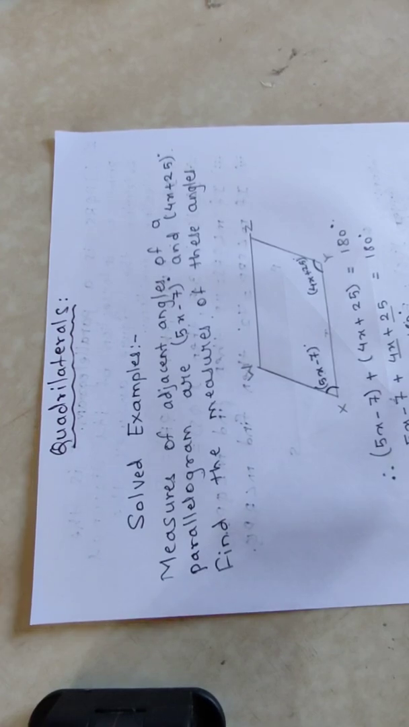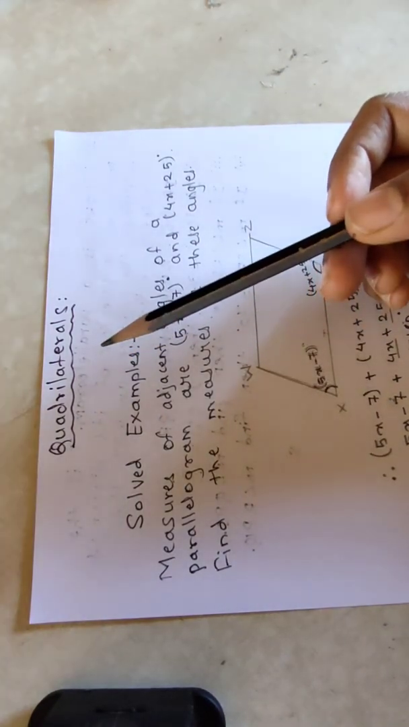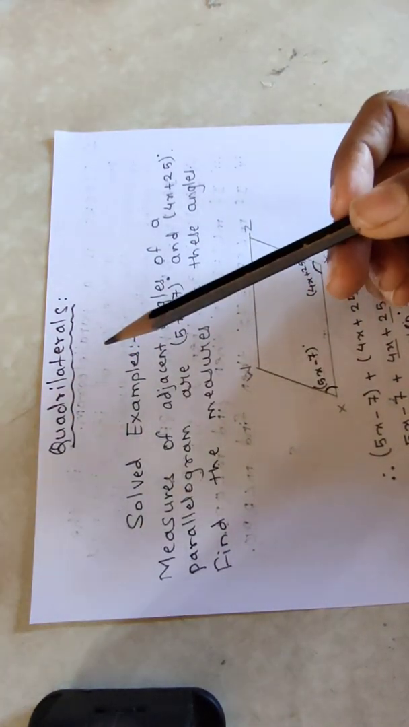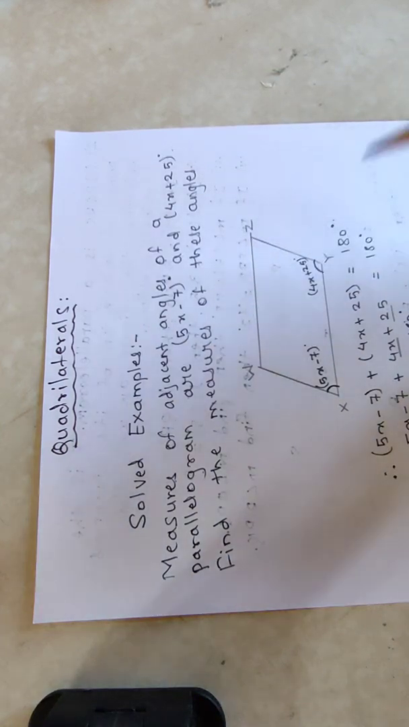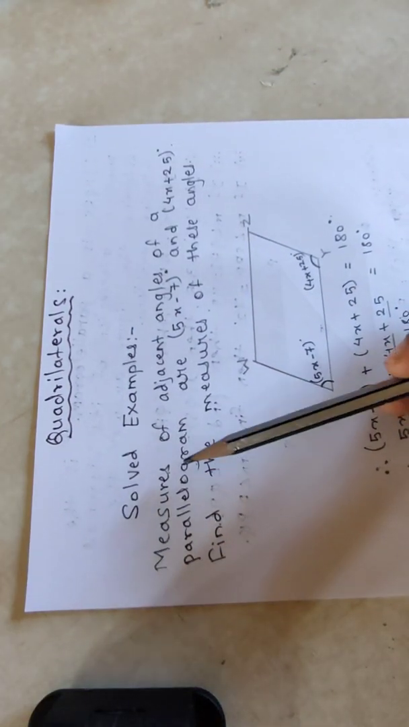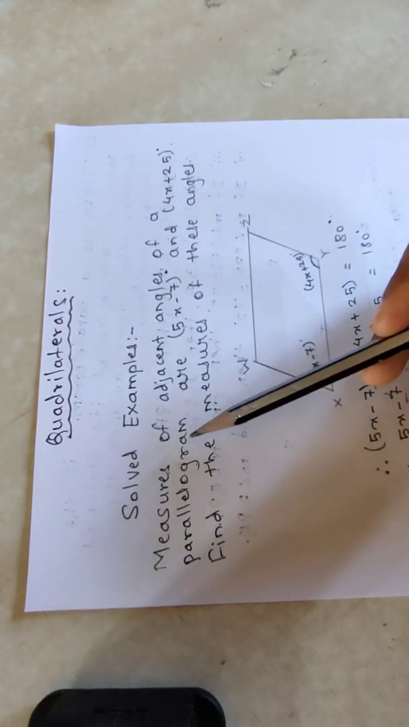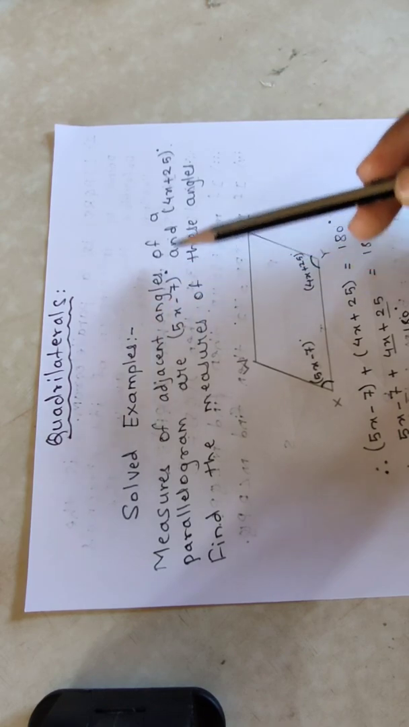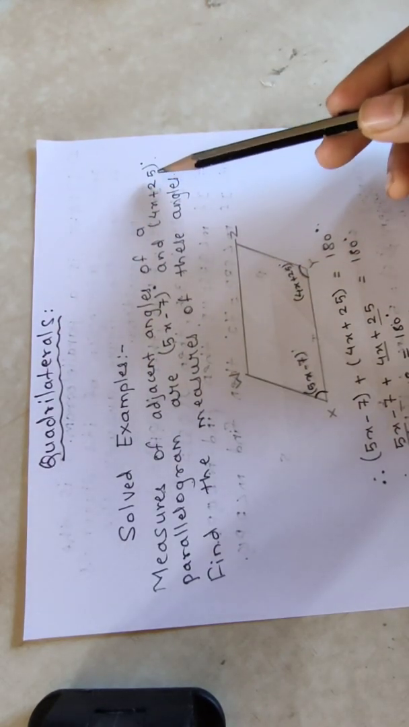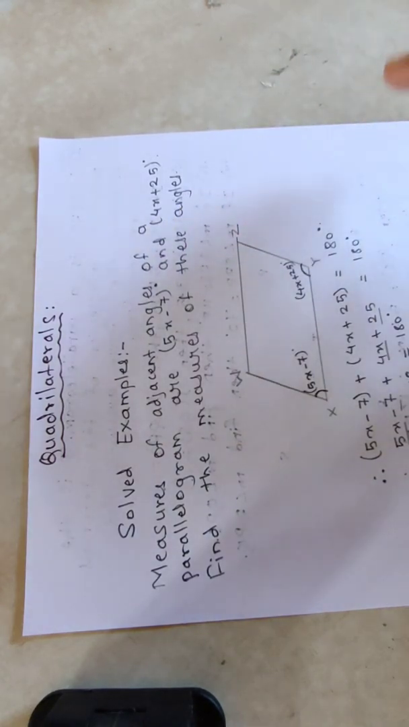Good morning, students. Let's continue the lesson on quadrilaterals, and today we will solve some examples given on textbook page number 48 and 49. Solved examples. Our first example is: measures of adjacent angles of a quadrilateral, a parallelogram, are 5x minus 7 degrees and 4x plus 25 degrees. Find the measure of the given angles.